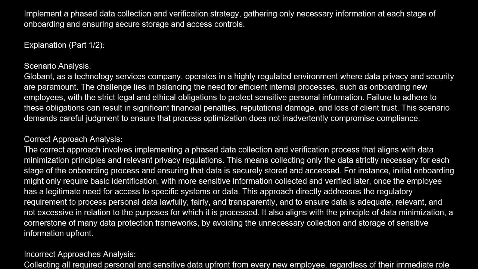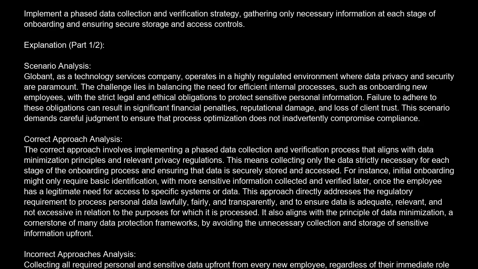Scenario analysis. Globant, as a technology services company, operates in a highly regulated environment where data privacy and security are paramount. The challenge lies in balancing the need for efficient internal processes, such as onboarding new employees, with the strict legal and ethical obligations to protect sensitive personal information. Failure to adhere to these obligations can result in significant financial penalties, reputational damage, and loss of client trust. This scenario demands careful judgment to ensure that process optimization does not inadvertently compromise compliance.